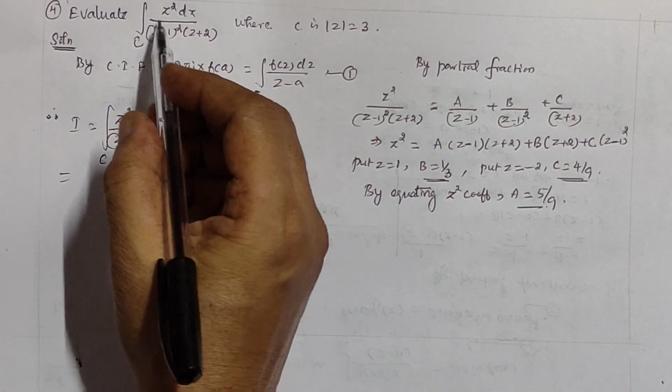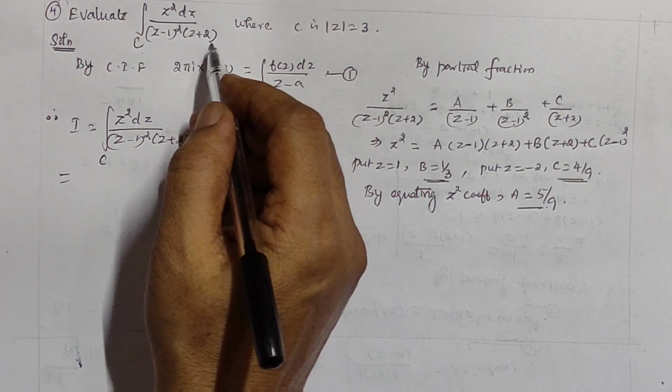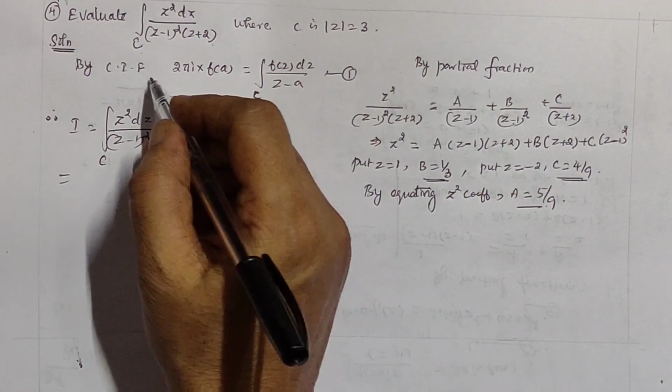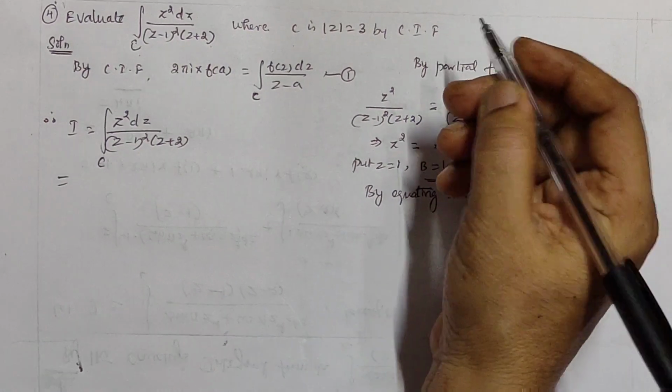Next problem: evaluate the integral over C of z squared dz divided by (z minus 1) the whole square into (z plus 2), where C is modulus of z equal to 3. So we have to solve this by Cauchy's integral formula.